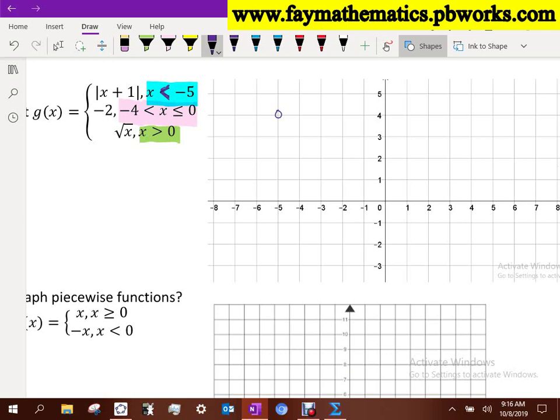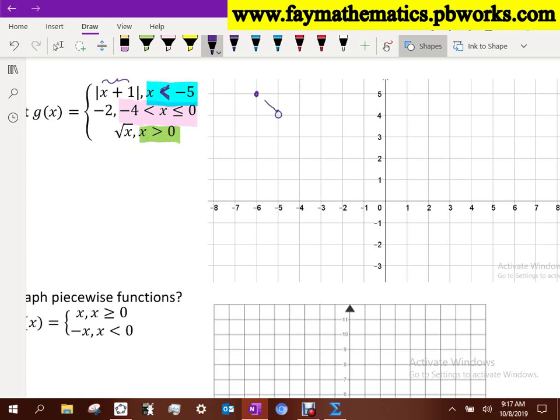Now I'm going to try another point to the left of -5. So maybe I try negative 6. Negative 6 would be producing what output? 5. So negative 6 gives me a y value of 5. Now, here's where it's important to understand that x plus 1, that's a linear thing, right? Okay, so do I need any more points for this part? No. Okay.